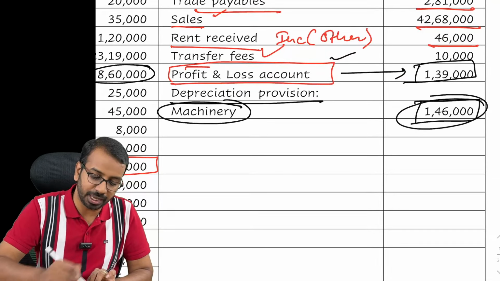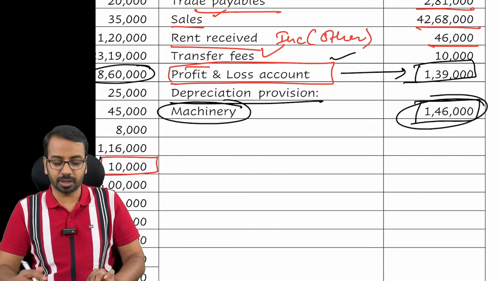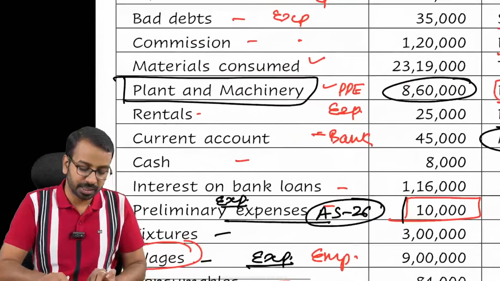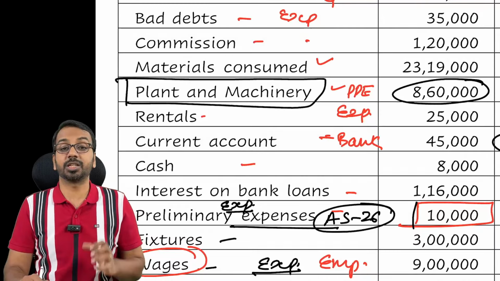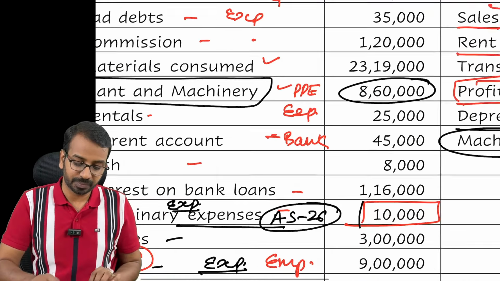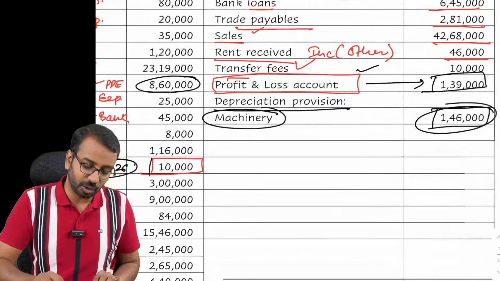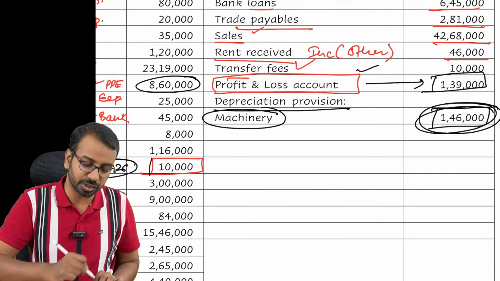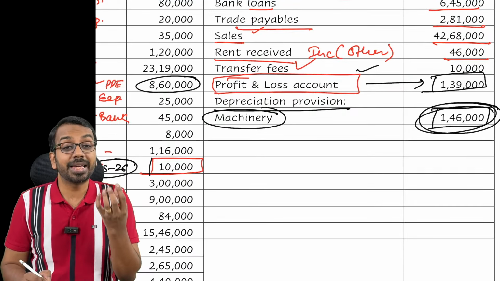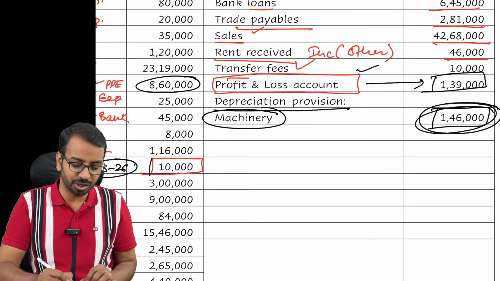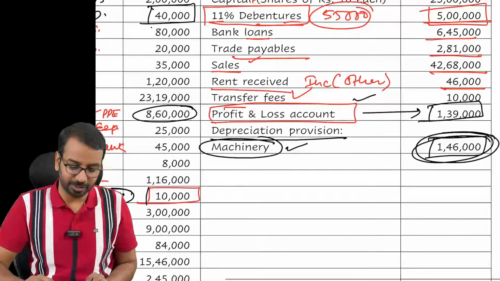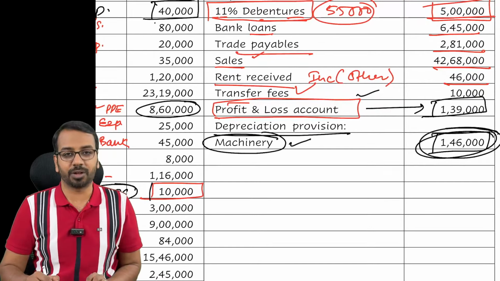Depreciation provision on machinery 1,46,000. Sir, what is the meaning of this? The debit side of plant and machinery is basically the gross block, and the credit side of the machine depreciation part represents accumulated depreciation on the machinery item. Okay, so that is 1,46,000.